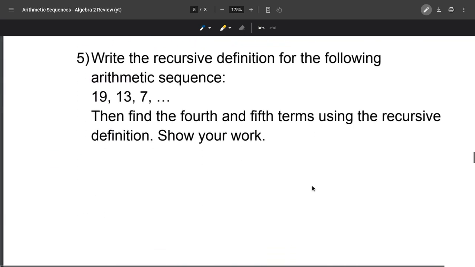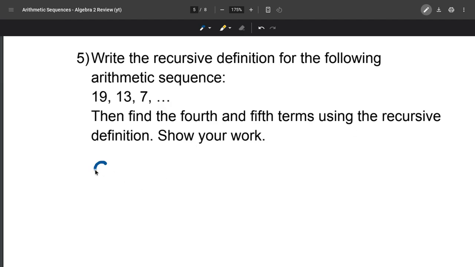All right, problem 5 here. If you're following along in my class, we're not doing 5 and 6 for tonight, but I'm going to run through it in this video nonetheless. So it says, write the recursive definition of the following arithmetic sequence, 19, 13, 7, and so on. Then find the fourth and the fifth terms using the recursive definition.